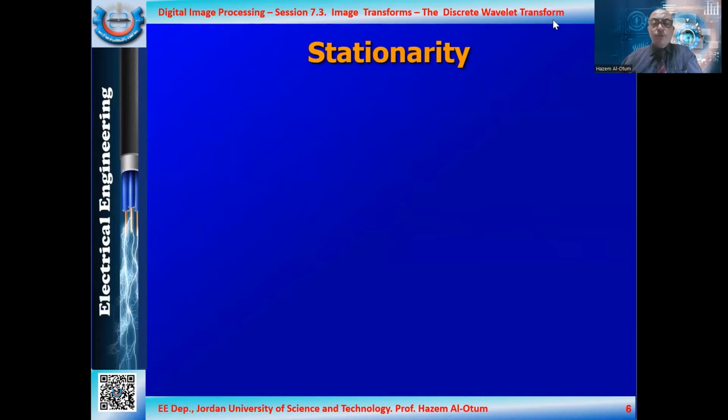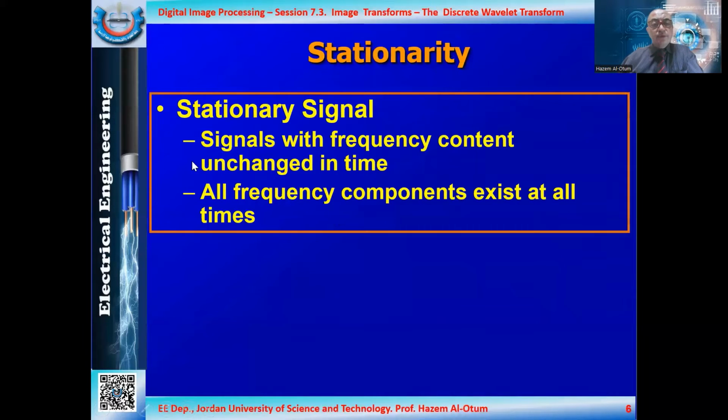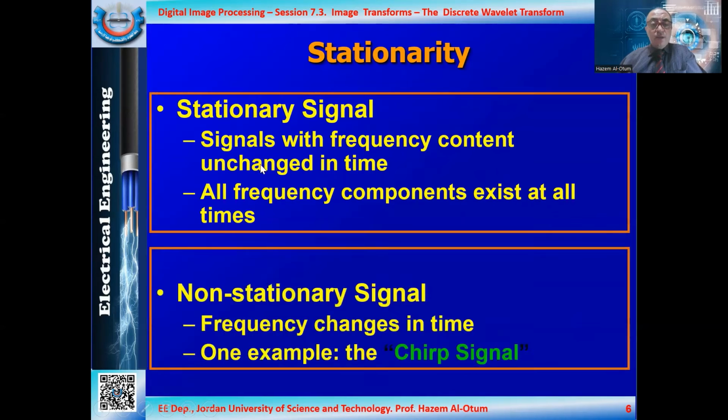Let's talk about stationarity before going to the DWT. Stationarity means, if you remember, that a signal is called stationary if its frequency content doesn't change with time. All the frequencies exist at all times. This type of signal is called stationary. In the case of non-stationary signals, the frequency changes in time, which means that the frequency content changes with time, and not all frequencies exist at all times. A good example of this non-stationary type is the chirp signal.